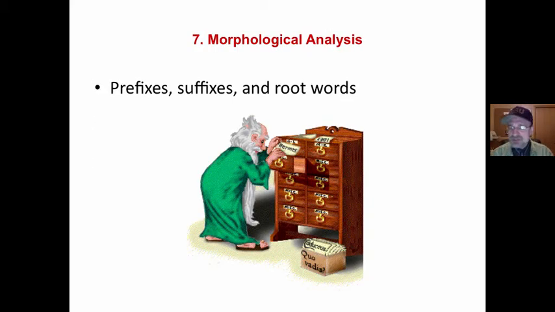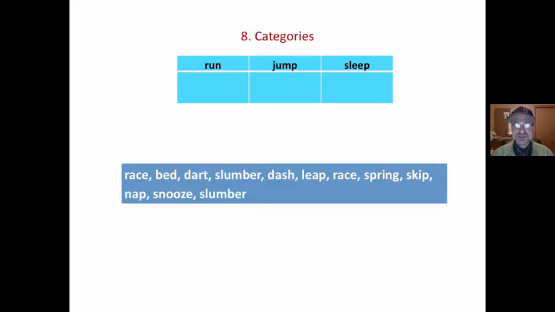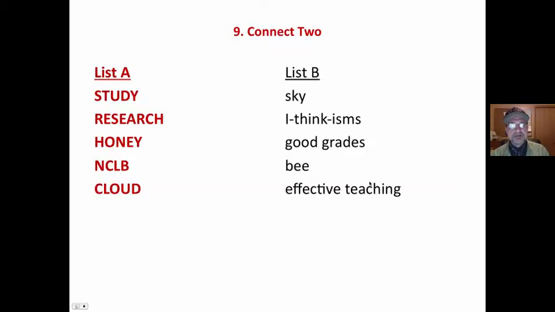Morphological analysis, simply teaching prefixes, suffixes, and root words. Categories, I love this one, provide 2 or 3 target words, a whole bunch of related words there. Give them the words, students have to decide which category they go into. This can be a game activity. All right, connect the 2, pre and post. Here are the target words, list related to it, have them draw the line, post, see if they need to do any corrections. Keep it fun.